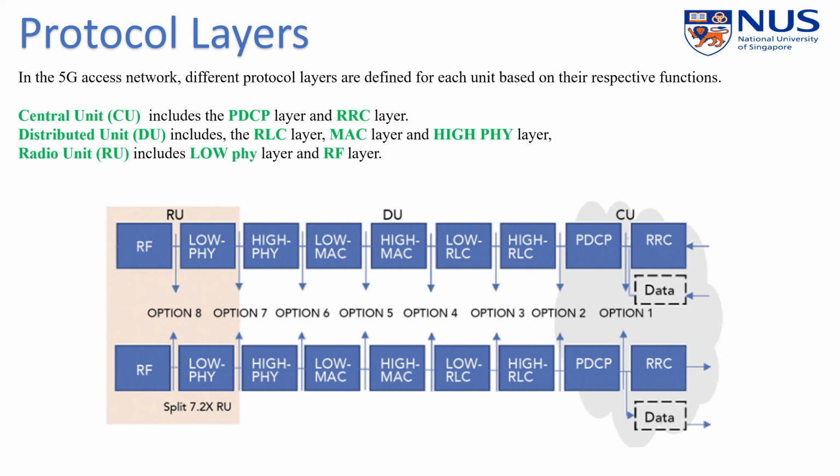Then is the protocol layers. In the 5G access network, different protocol layers are defined for each unit based on their respective functions. Central unit includes the PDCP layer and RRC layer, and the distributed unit includes the RLC layer, MAC layer, and high physics layer, and the radio unit includes low physics layer and the RF layer.